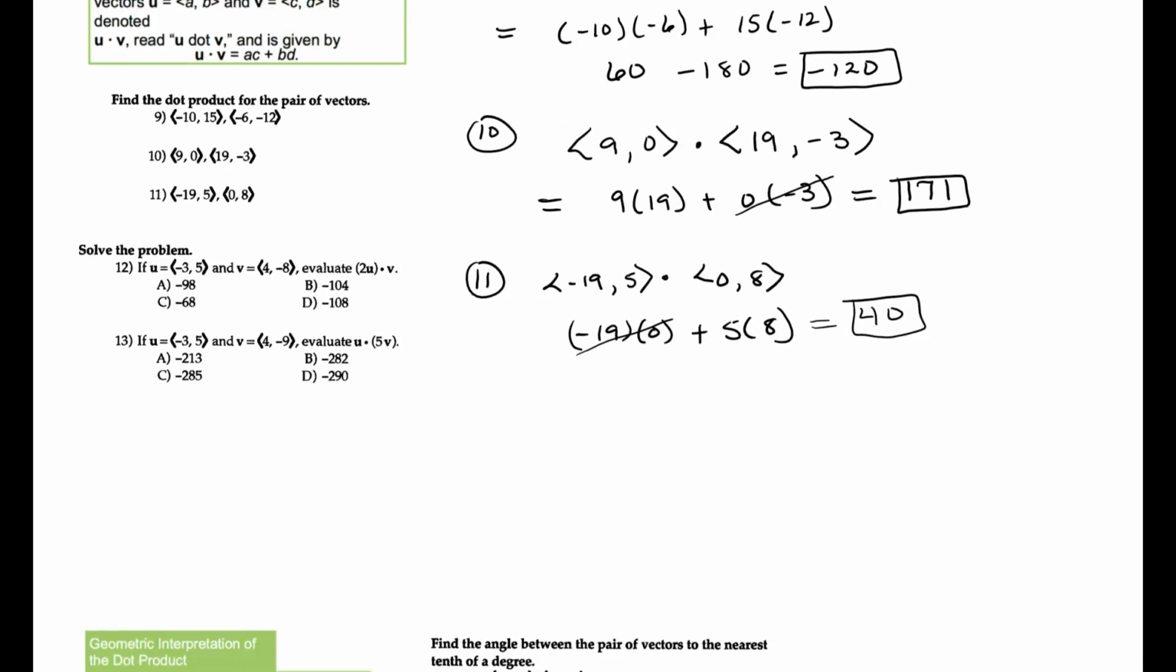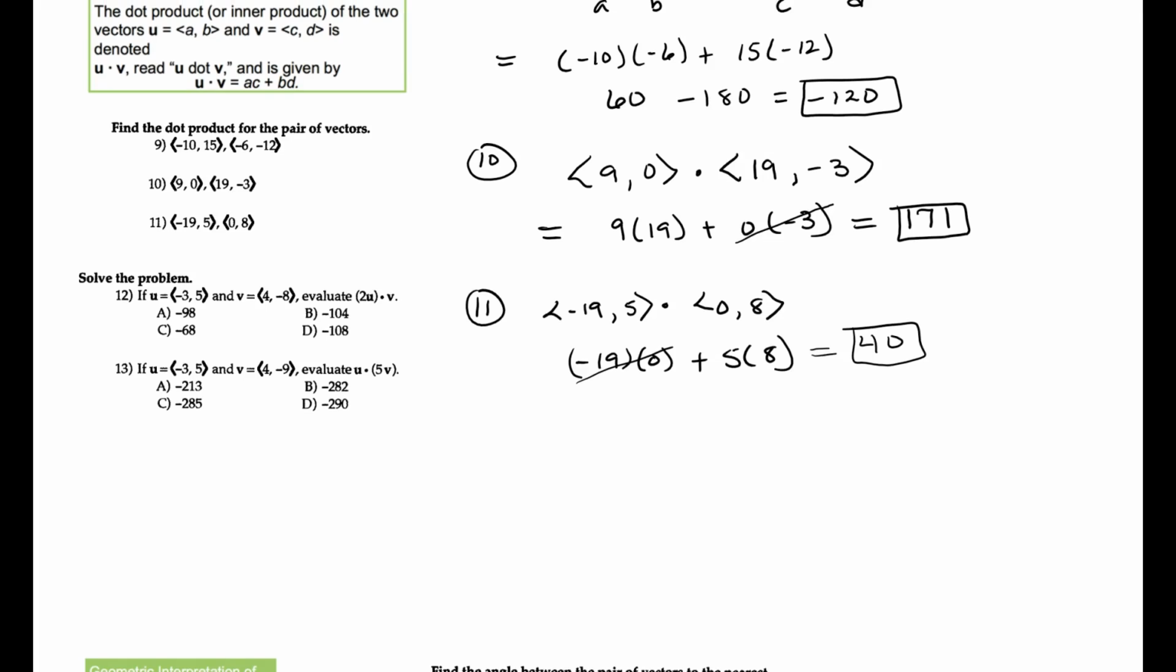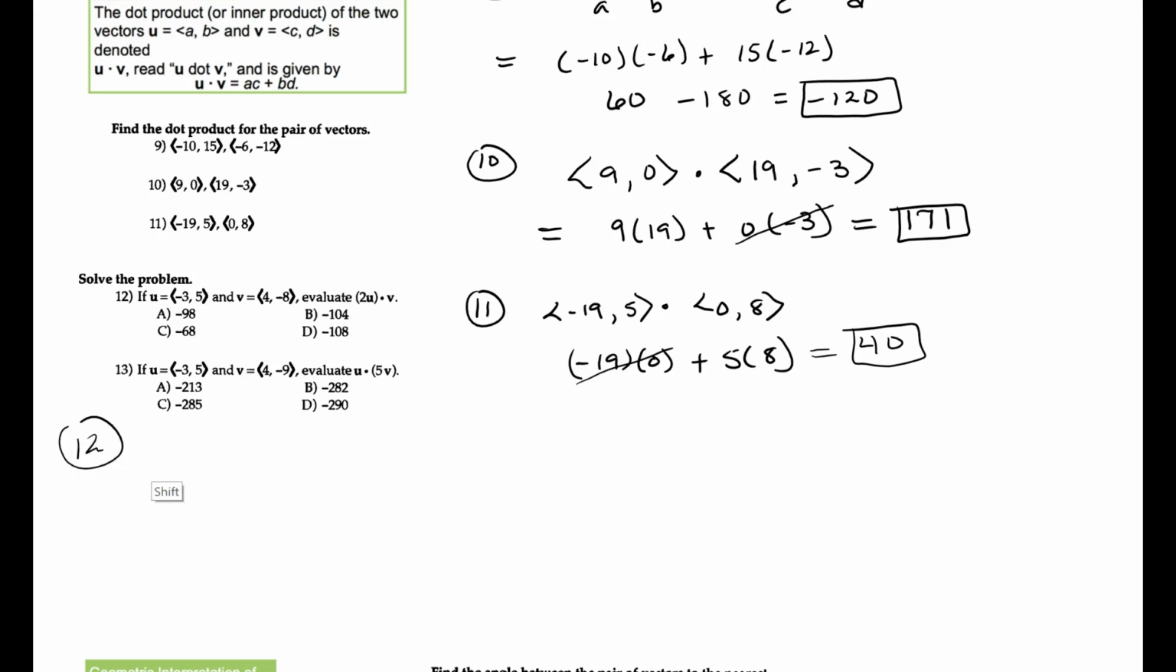Okay, let's take a look at a couple more examples here. Number 12 and 13 I didn't mean to make multiple choice, but they came out that way, and that's okay. We're going to find 2u dotted with v. First, we're going to take the vector negative 3, 5 and multiply it by the scalar 2. Then whatever we get there, we're going to dot with 4, negative 8.